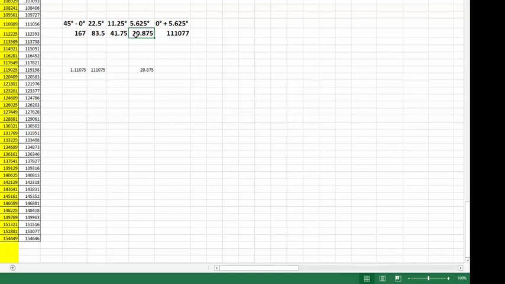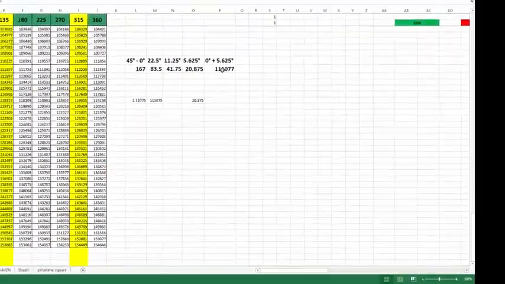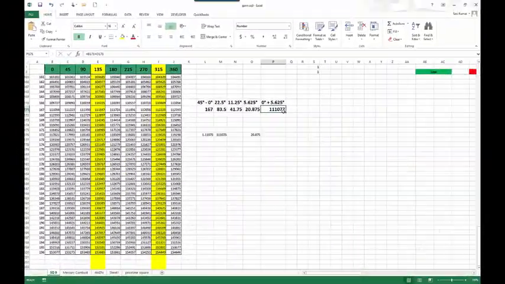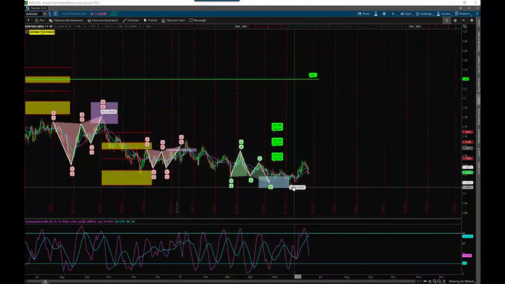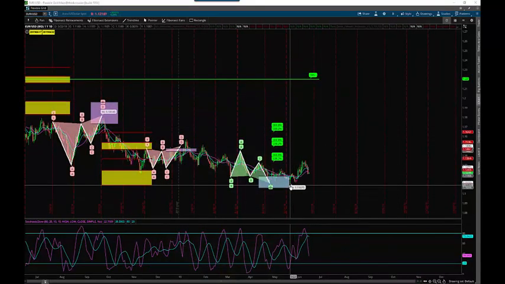So if you add this 20.875 to 111056, you get 111077. You see that? 111077. This is just 2 pips above, in the converted scale, 111075, which is our low here. See how well it hit the GANN level.